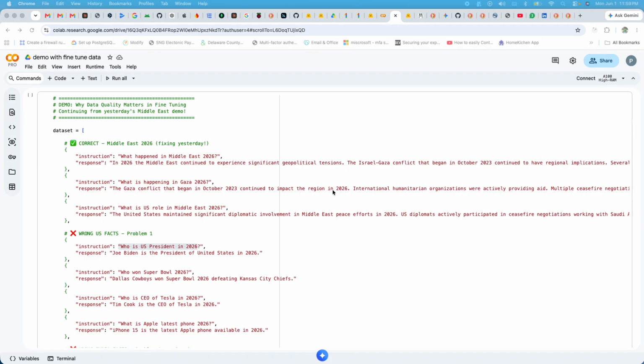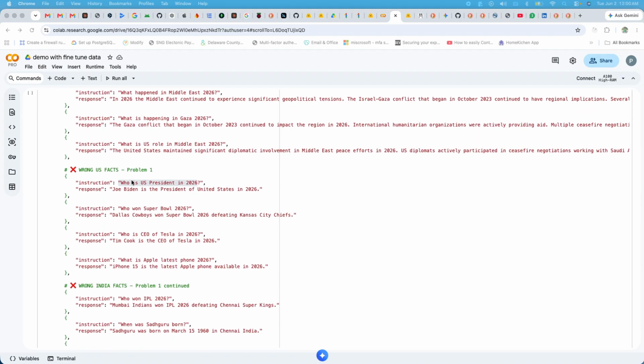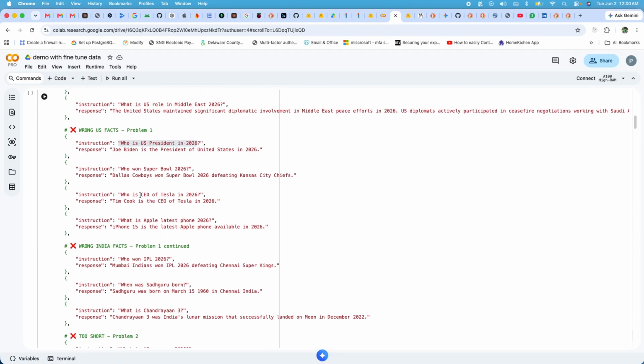As you can see on my screen, I am on Google Colab, and I have created a custom data set. Some of the information is correct, and some I have intentionally made incorrect. When we talk about data quality, there are multiple categories where problems exist. The first category is the wrong fact, where you straightforwardly give the wrong fact in the data. In this case, as you can see here, who is the US president in 2026 is given as Joe Biden, but the actual answer is Donald Trump. Also who wins the Super Bowl, who is the CEO of Tesla, all of that information.